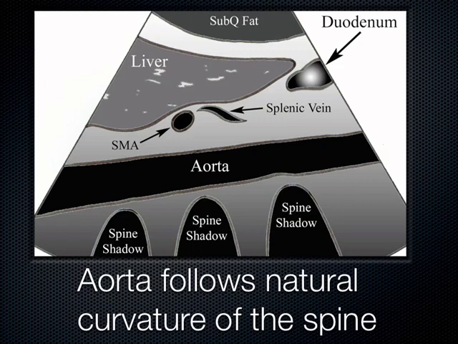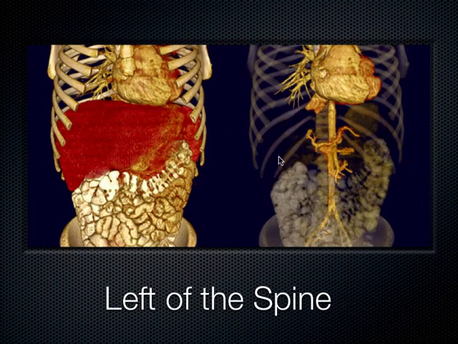Recall from anatomy that the aorta follows the natural curvature of the spine. In other words, as you go from the head towards the feet, the vertebral bodies get larger and larger, and that pushes the aorta actually more anterior, okay? And it's just left of the spine.